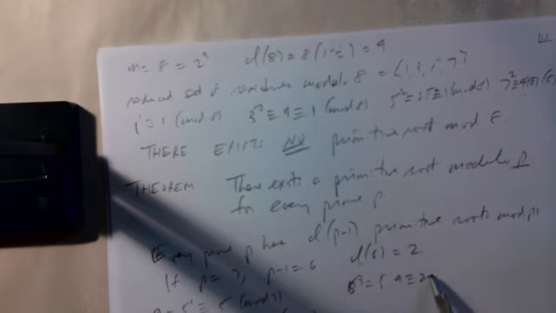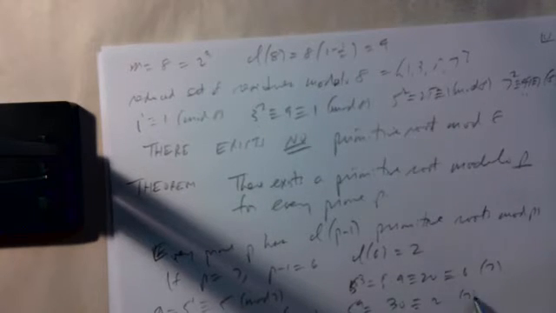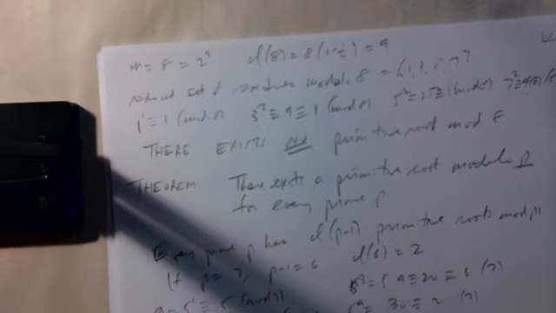A cubed, or 5 cubed, that's 5 times 5 squared. That's 5 times 4, which is 20, which is 6 mod 7. 5 to the fourth is 5 times 5 cubed, is 30, which is 2 mod 7. 5 to the fifth is 5 times 2, which is 10, which is 3 mod 7.